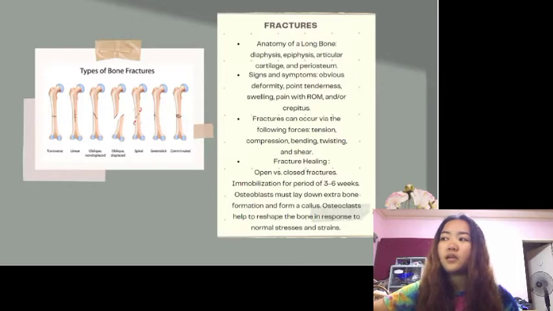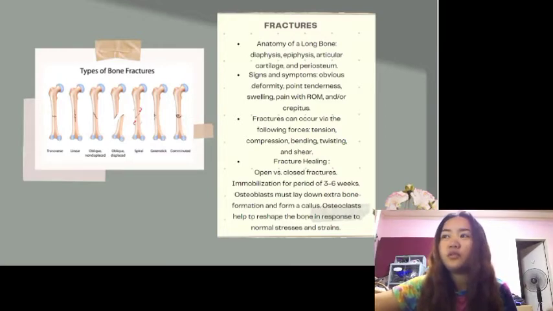So next is a greenstick fracture. A greenstick fracture is a crack or break on one side of a long bone in the arm or leg that does not extend all the way through the bone. Children are more likely to have greenstick fractures because their bones are softer and less brittle than an adult's. So the last one is the comminuted fracture.